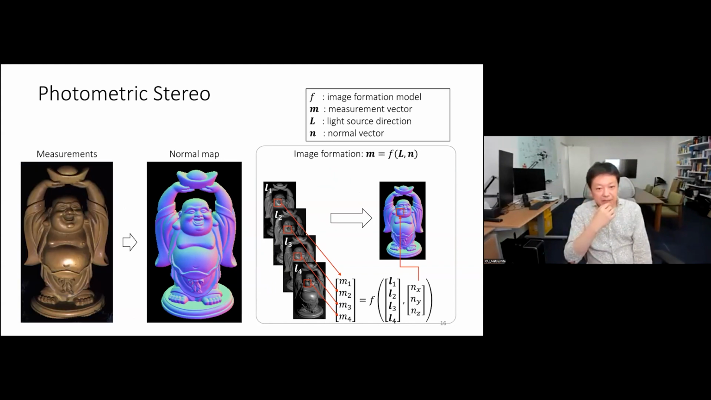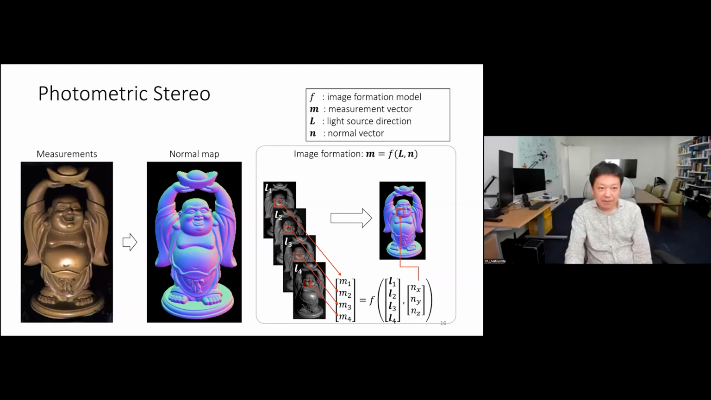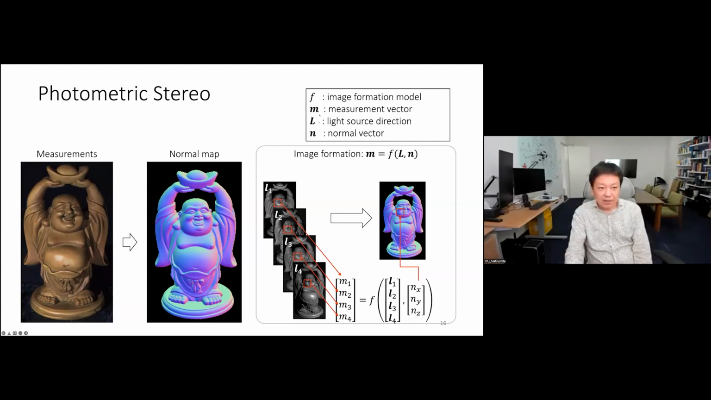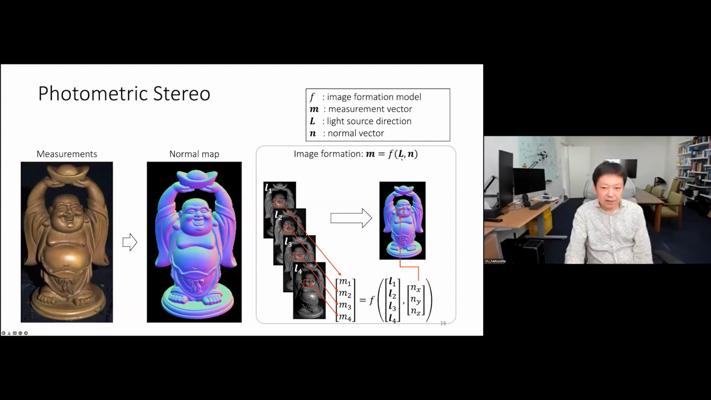Conventional photometric stereo relies on the image formation model, which is expressed by some explicit equation, here denoted as F. F is the image formation model, and it relates the measured intensity M, the measured brightness, the light source direction L, and the surface normal N. The problem of photometric stereo is, given the measurements M and the known lighting directions L, the goal is to compute the surface normal N by some optimization.